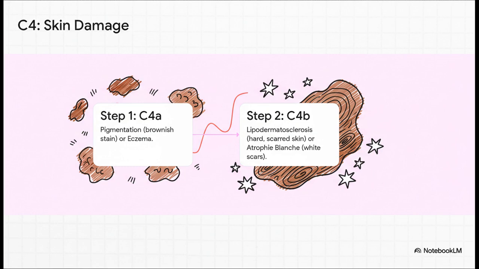Okay, C4 is a really big deal. This is the step where the skin itself starts to suffer permanent damage. And it's actually broken into two parts. First, you have C4a. This is where you'll see that brownish staining from iron deposits, or maybe some red, itchy eczema. But then you get to C4b, and the damage is way more severe. The skin gets hard, almost woody. We call that lipodermatosclerosis, and you might even see these white, star-shaped scars called atrophie blanche.